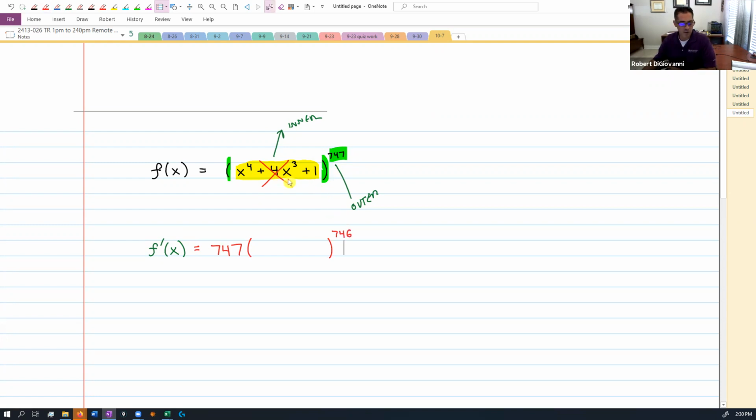But see, the thing that's inside is not x. The inner layer is all that stuff in yellow. So we want to put that in here and not touch it. Just leave it alone. Don't mess with it. Okay.